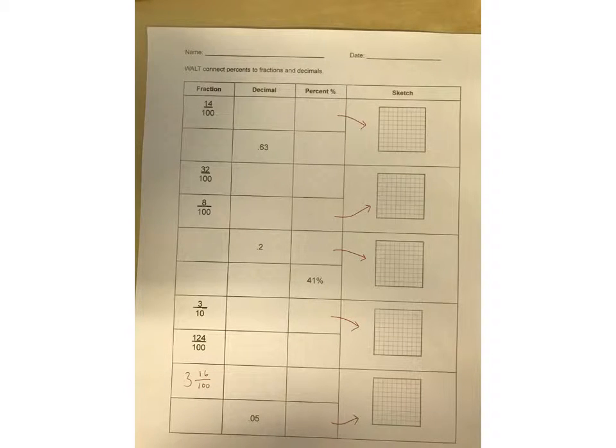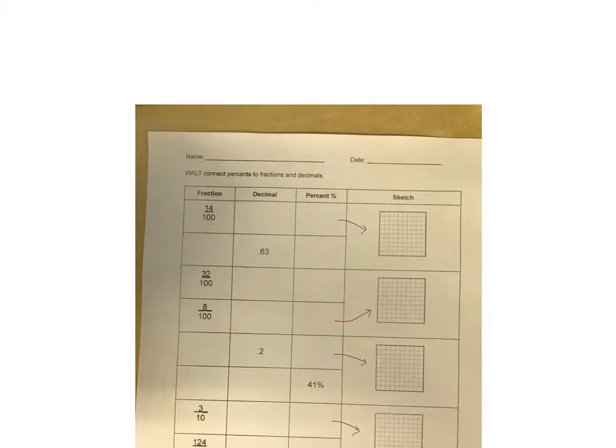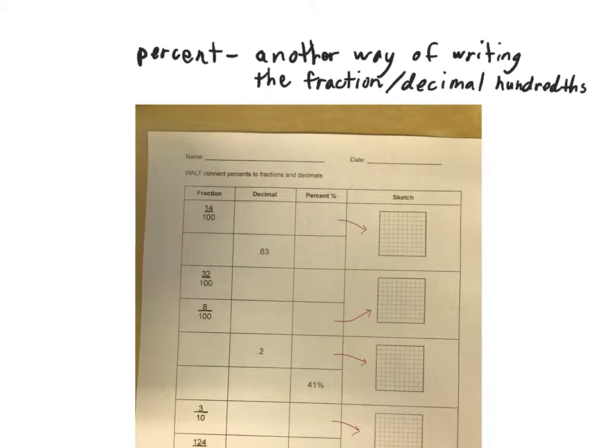All right, so let's quickly do some percents or percentage, and we can start by even defining what does percent mean. Percent is just another way of writing the fraction or decimal of hundredths. And really, you can break down the word. It literally means per cent, and cent means 100.